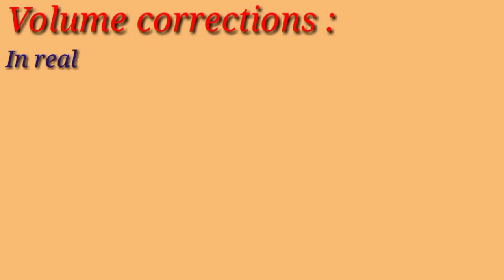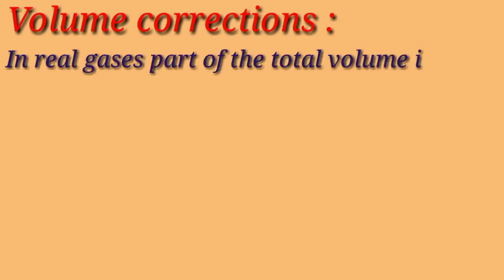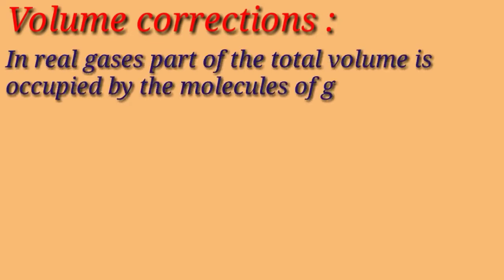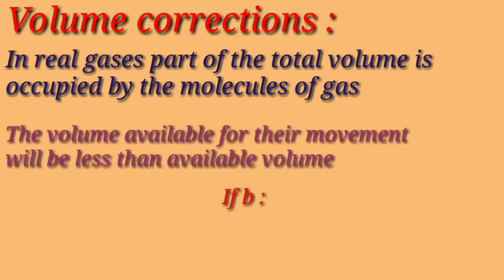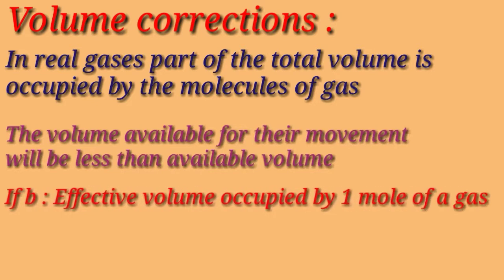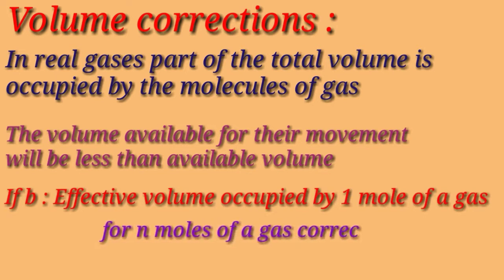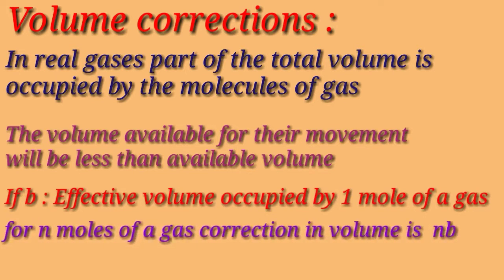In real gases, a part of the total volume is occupied by the molecules of the gas. Hence, the volume available for their free movement is definitely not the same as the total volume, but is less than the total volume. If b represents the effective volume occupied by the molecules of 1 mole of a gas, then for n moles of a gas, the correction in volume is nb.